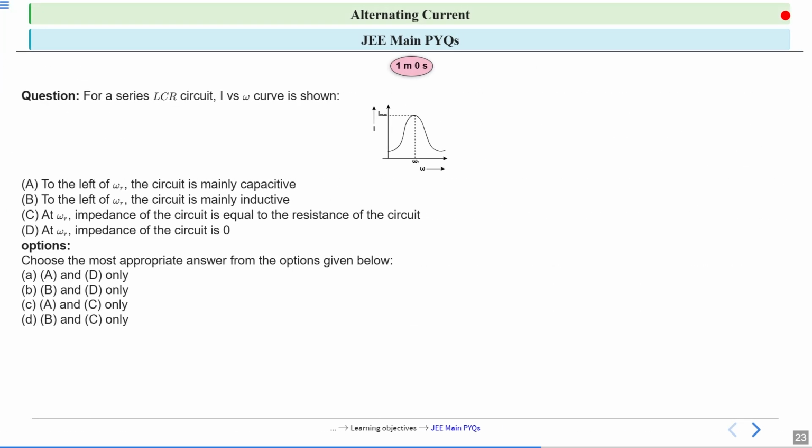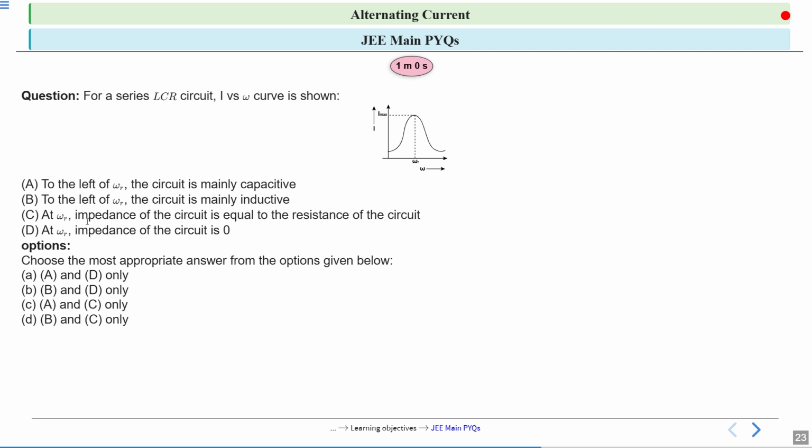Got it? Next question. For a series LCR circuit, I versus omega curve is given. Okay, so 4 statements are given. To the left of omega R, the circuit is mainly capacitive. To the left of omega R, the circuit is mainly inductive. Means this is omega R, to the left of this means this portion.